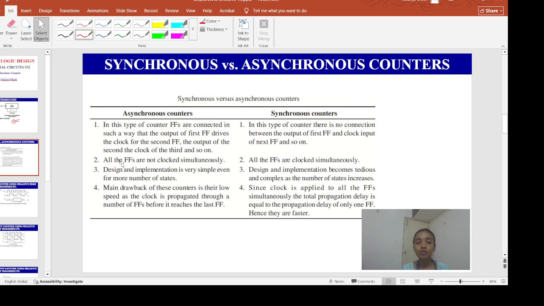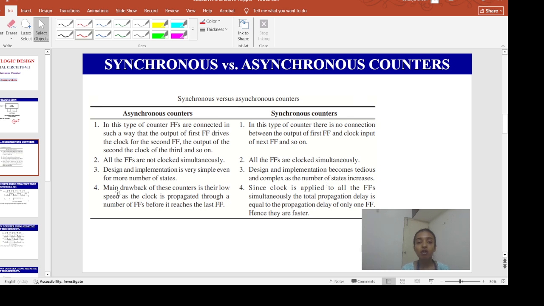Because in an asynchronous counter all the flip-flops are not clocked simultaneously, whereas in a synchronous counter all the flip-flops are clocked simultaneously. In an asynchronous counter, design and implementation is very simple, even for a larger number of states. Whereas in synchronous counters, design and implementation becomes tedious and complex as the number of states increases.